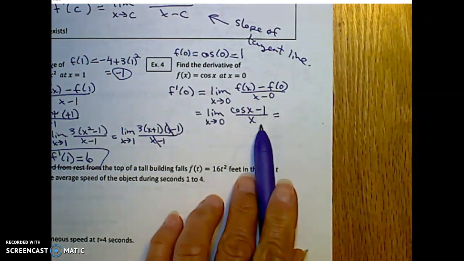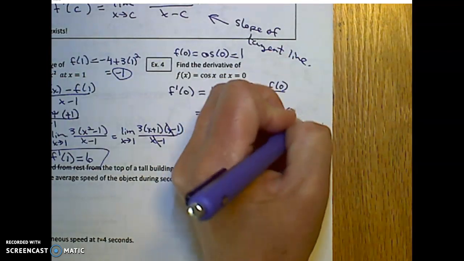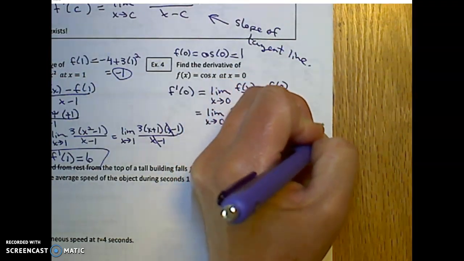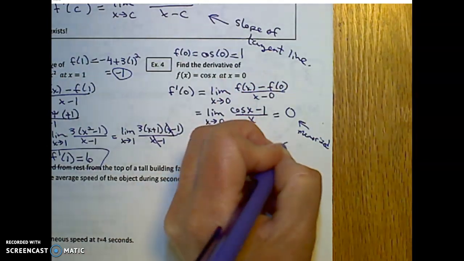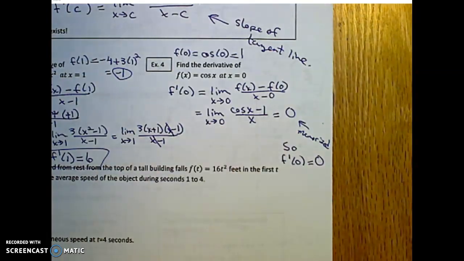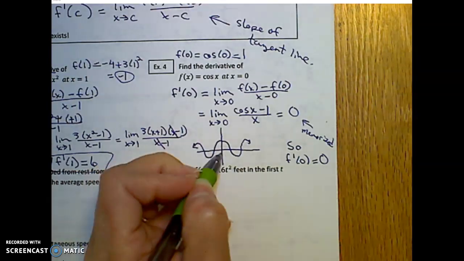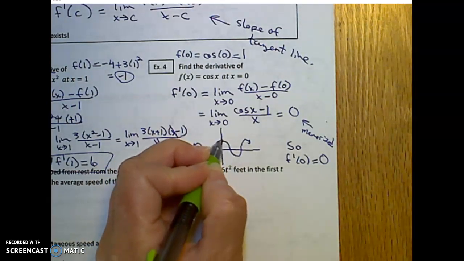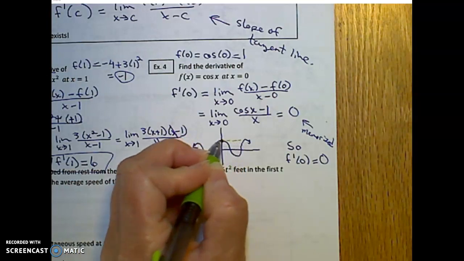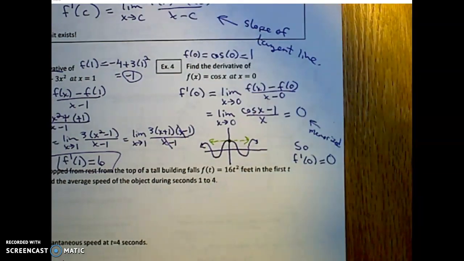Wait a second, isn't that one we memorized? The limit as x approaches 0 of cosine x minus 1 over x is just 0. Okay, so this is one we memorized from the other day, or will memorize. So that means that f prime of 0 is equal to 0. I like to think about it. Here's my cosine curve. The slope of the tangent line at 0 is 0. Here's x equals 0. I'm going to skim a line to my cosine curve right there. And would you look at that? The slope of that tangent line is 0. So it does make sense and it does check out.